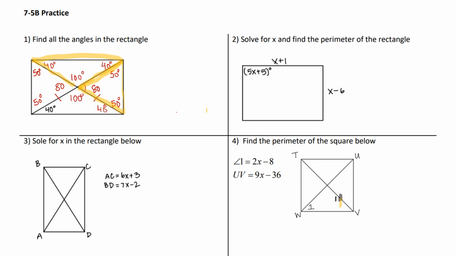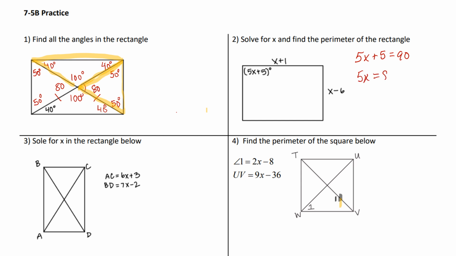So those are all the angles in that rectangle. For number 2, we have x's in a lot of different places, so we have to decide which property we're going to use. We don't know anything about the side lengths of consecutive sides of a rectangle, so what we can use for this one is that we know that the angles are all 90 degrees, so we can say, well, 5x plus 5 has to equal 90.